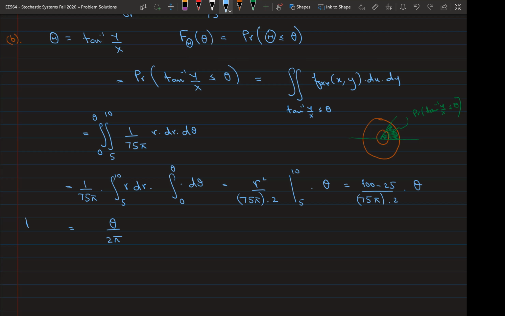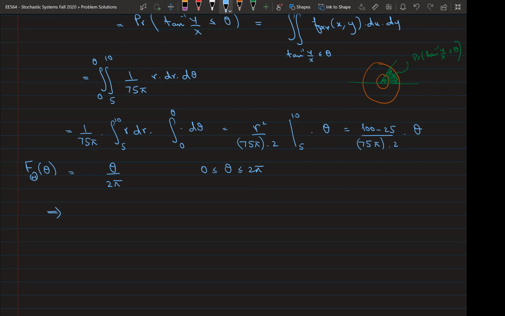So this is my CDF of the random variable theta, and of course this is only valid for theta ranging from 0 to 2 pi, and so this is the only region where this functional relationship holds. Okay, and therefore the PDF of theta is just simply the derivative of the CDF, and this turns out to be equal to 1 upon 2 pi, only when 0 is less than theta is less than 2 pi, and 0 otherwise. So therefore theta is uniform, right? So the angle is uniformly distributed between 0 and 2 pi.